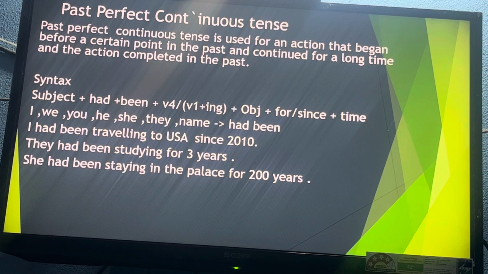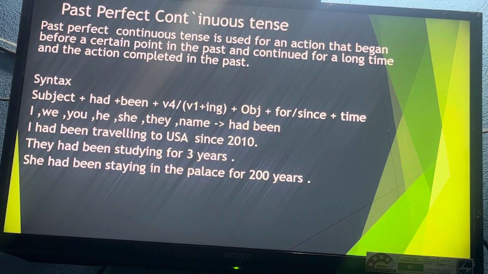It's like the first example, as you can see, "I had been traveling to USA since 2010." Let's say if you say that now we are going to USA, somebody may say, oh, you are going now, we have been traveling to USA since 2010, but there is no proof. If you ask, what is the proof, they may say, we have just traveled, but they are not ready to say. It means no proof.